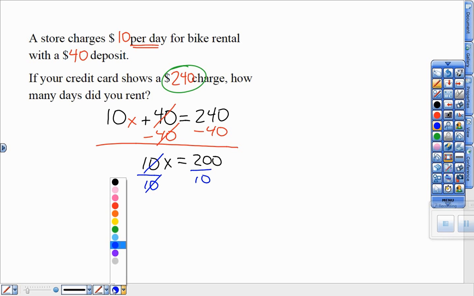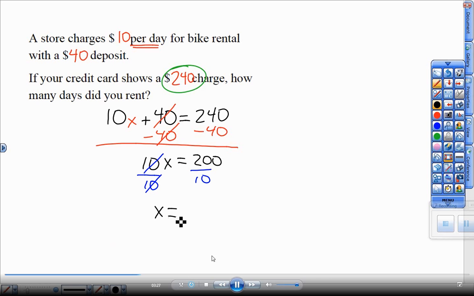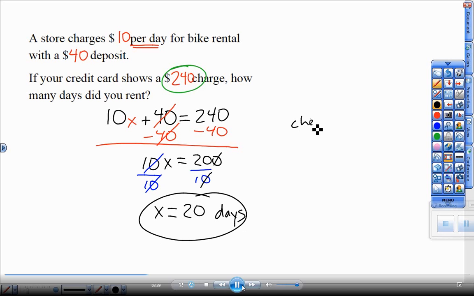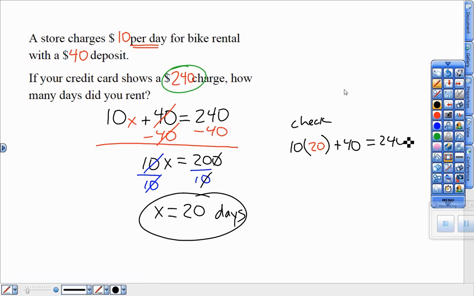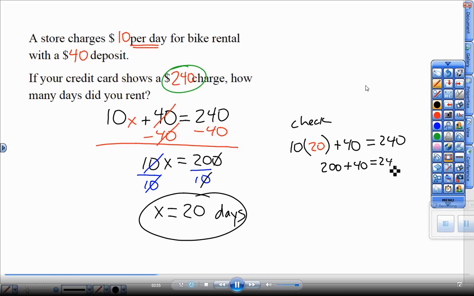And you have to know what that means. That x equals 20, that is not 20 hours. That's not $20. That is 20 days. Make sure you have the right unit in there. 20 days at this price per day with that deposit. You could always check by taking that 20 and plugging it in and seeing if 10 times that 20 plus that original 40 equals 240, and that should work because that gives you 200 plus 40, that is 240.